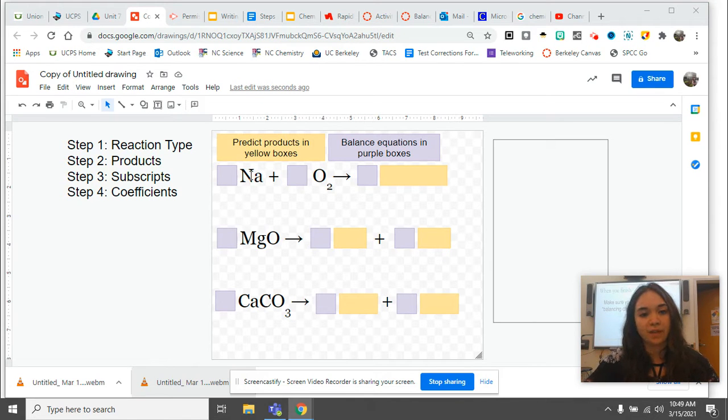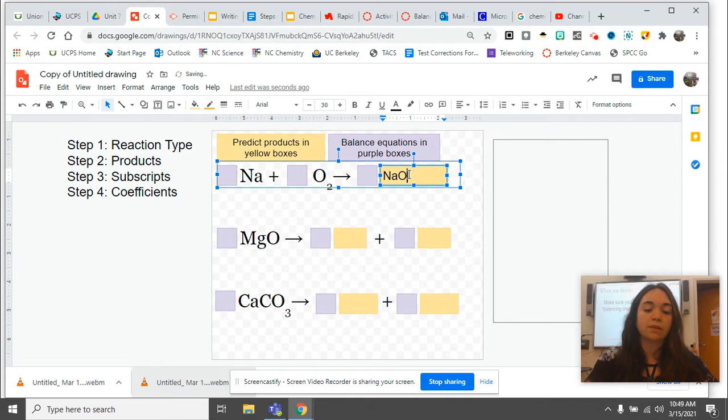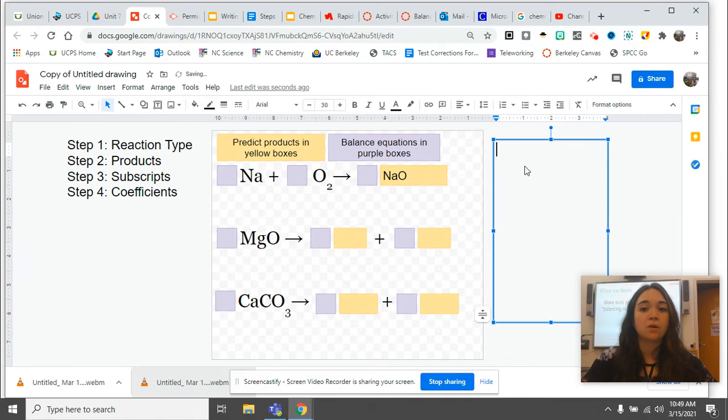So to start off, we have Na plus O. This is a synthesis reaction. So these two elements are going to come together to make a compound. So when Na and O come together, we're going to have sodium oxide. What we need to make sure of in step 3 is what our subscripts are going to be. So we need to check those charges.